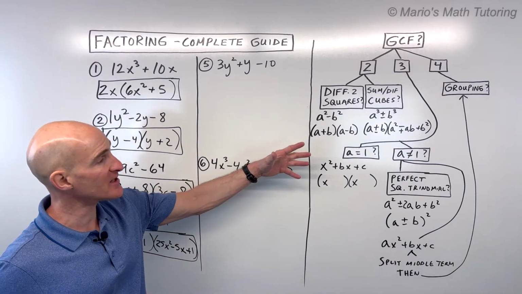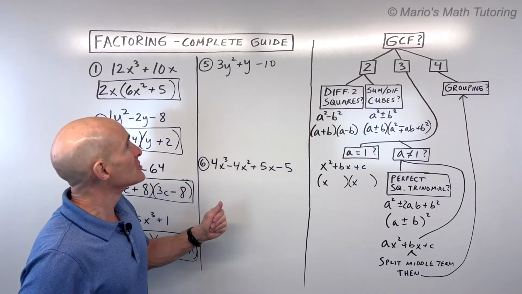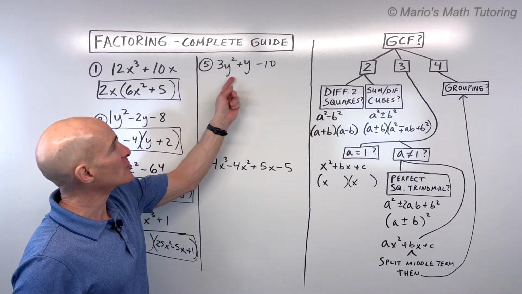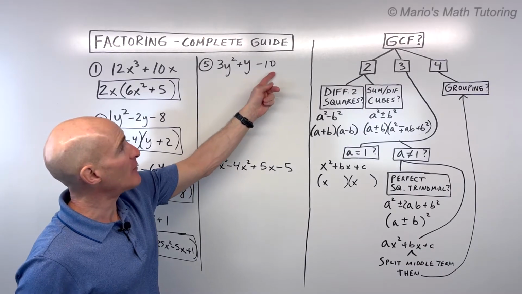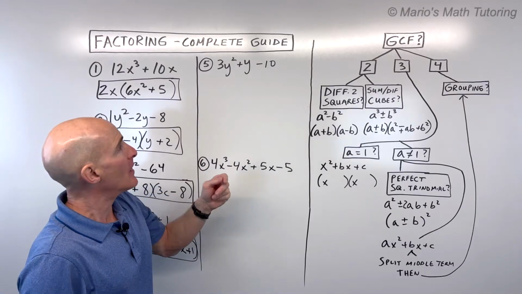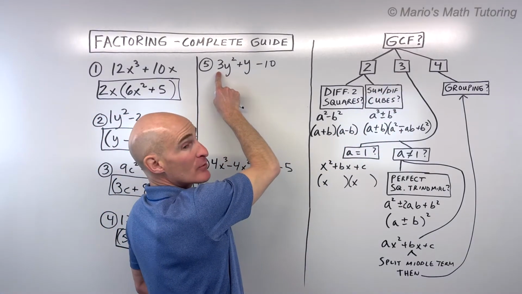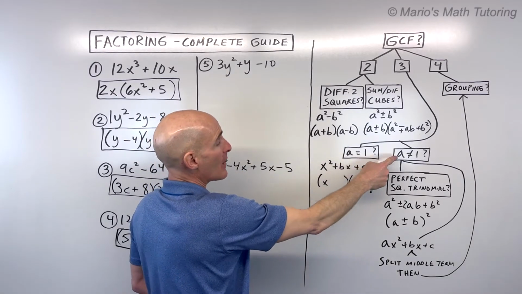But this is kind of trying to decide, when they're all mixed together, how do I know what to do, right? So for number 5, we've got a trinomial. Is there a greatest common factor? No, there's nothing I can divide out of all 3 terms. And again, like we said, there's 3 terms, but notice that our a value, this number in front of the squared term, is not 1.